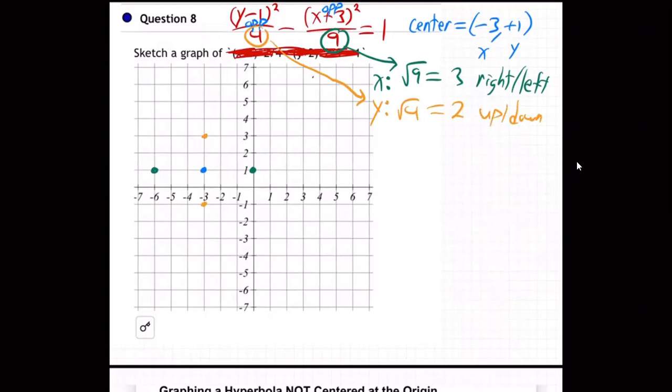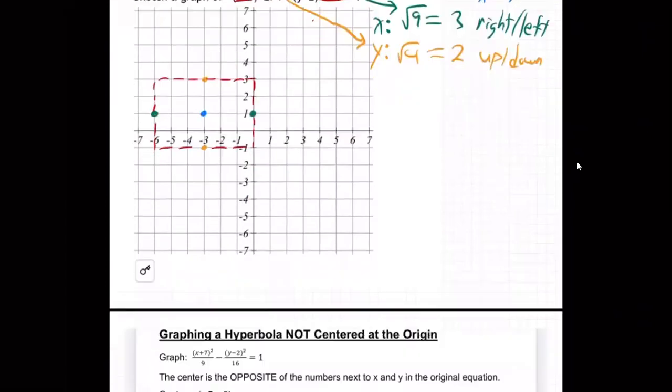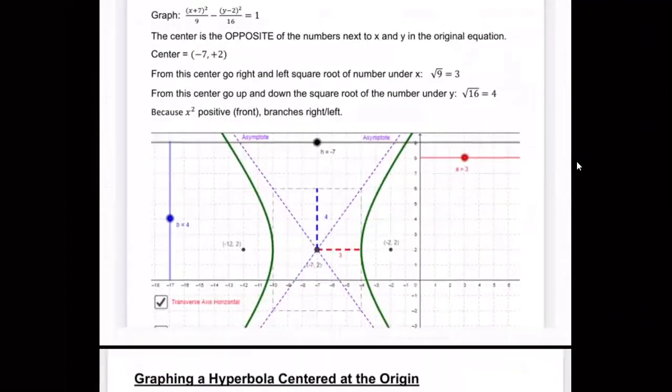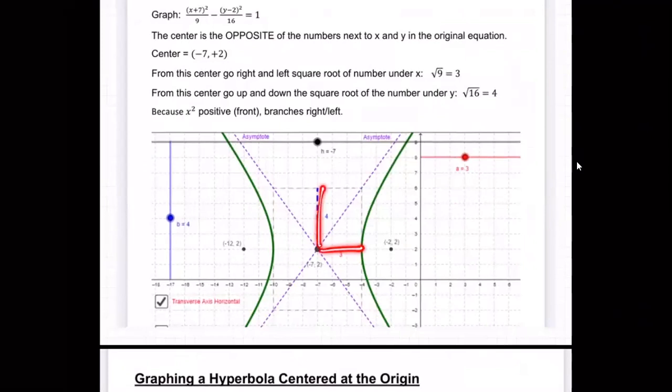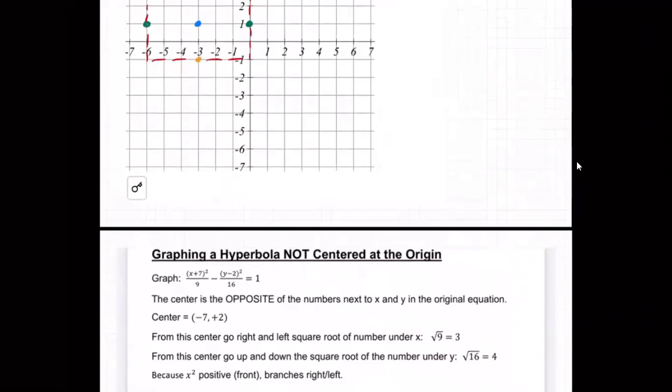So there's our box. So that makes our box. Let's make our box. Oops, I went too far. So there's our dotted box, right? That's how you form your box. You go right and up the square roots of the numbers under x and y, and then you make your box. And then you have to fill in the dotted asymptote lines, which are the diagonals in the box, because those will hold your branches.